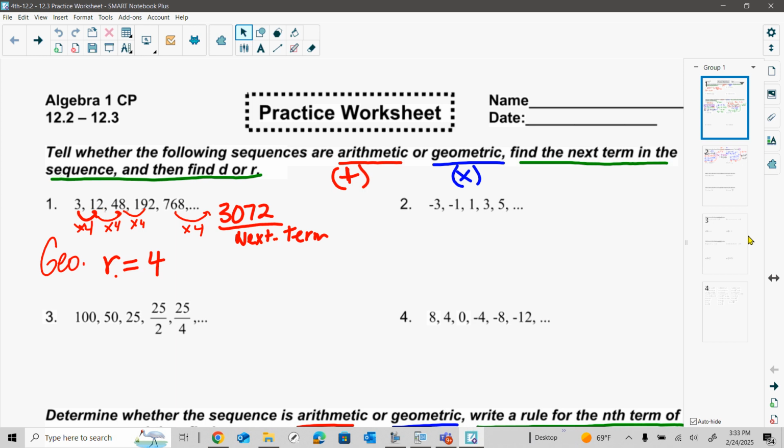All right, guys, this is your homework for tonight. Just kind of review the sections, each one. On this first one, since they want you to find the next term, always start to see if you can see the pattern by adding.